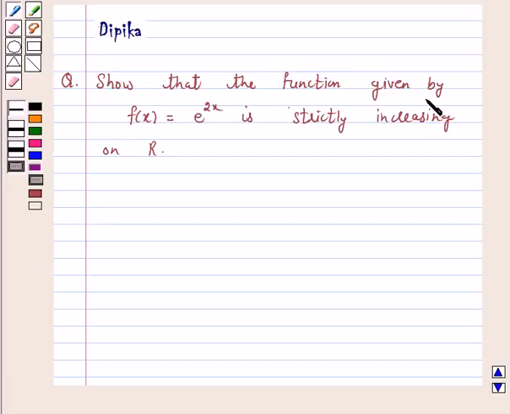Show that the function given by f(x) is equal to e raised to power 2x is strictly increasing on R.